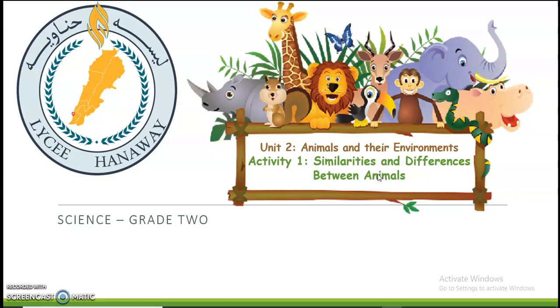We said that animals have different shapes, different colors, different sizes, different habitats, and different food diets, but they have some similarities. For example, all of these animals in this picture have eyes, right? So they have similarities and differences.